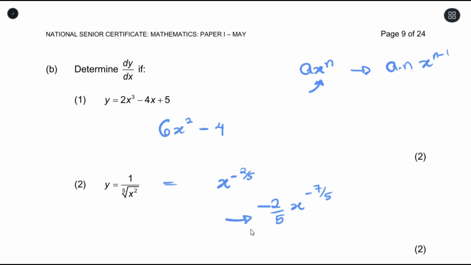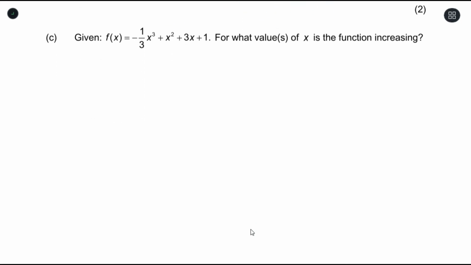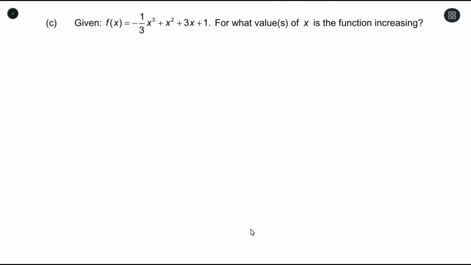Okay, that's all with B. Then let's talk about C. So C here says, given that f(x) is equal to negative 1 over 3 x cubed plus x squared plus 3x plus 1, for what value or values of x is the function increasing?